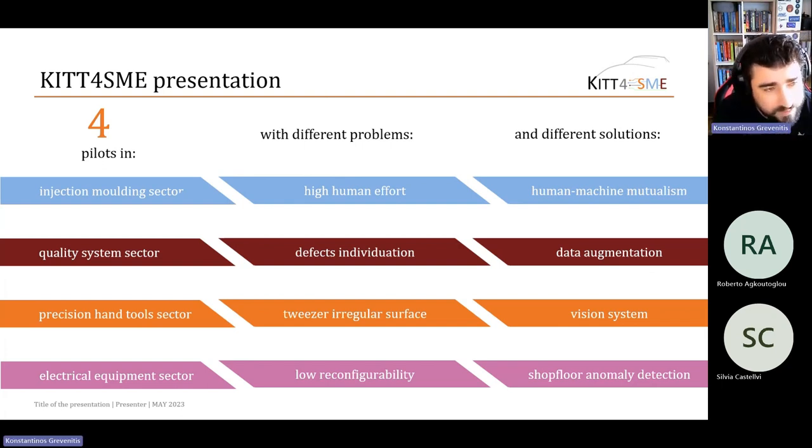So the pilots that we had are the following. One comes from the injection molding sector, one from the quality sector, one comes from the precision hand tools sector, specifically tweezers, and the last one comes from the electrical equipment sector. And all of them come with different problems, and they needed different solutions. And these solutions were provided by the KITT4SME platform.